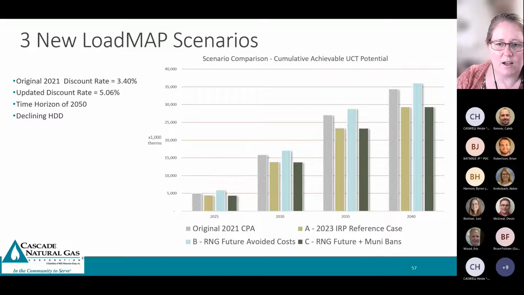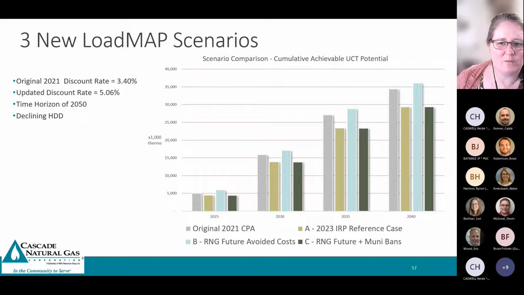With the higher avoided costs in the RNG future scenario, which is scenario B, that's the third set, what is that? The light blue parallel lines.